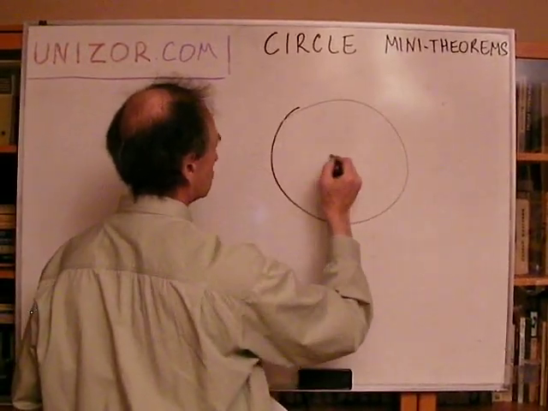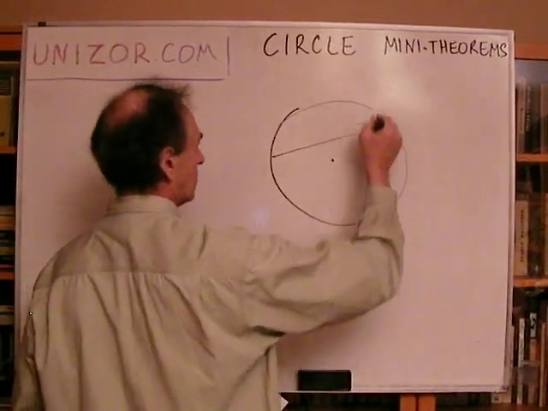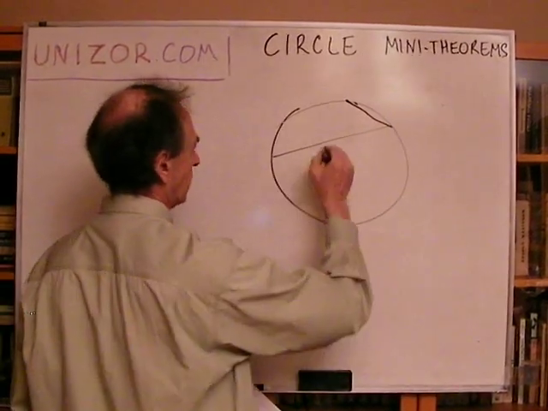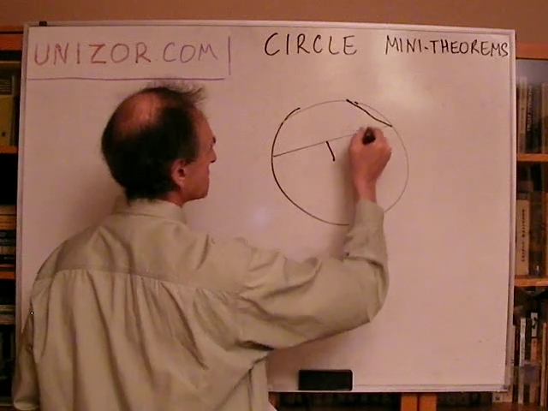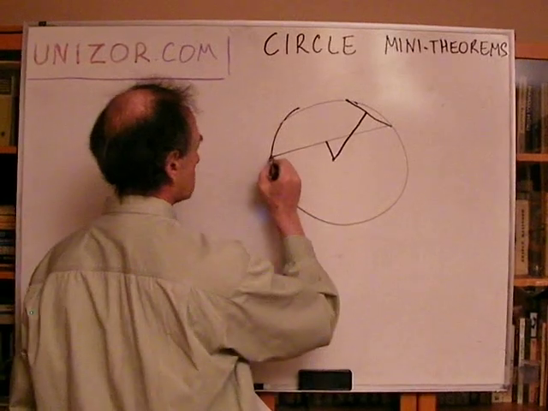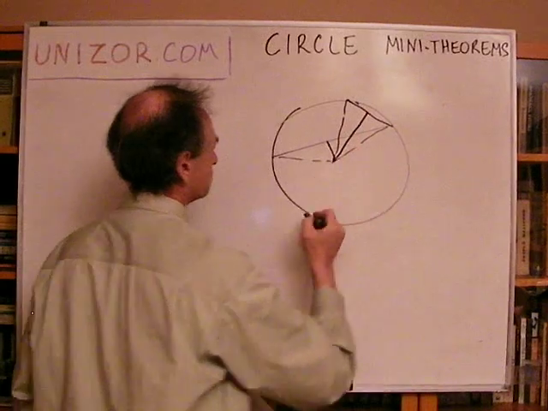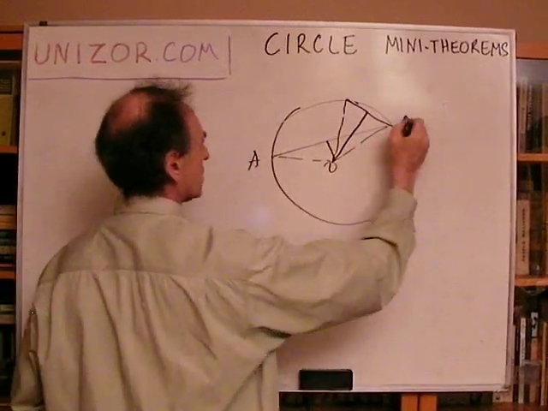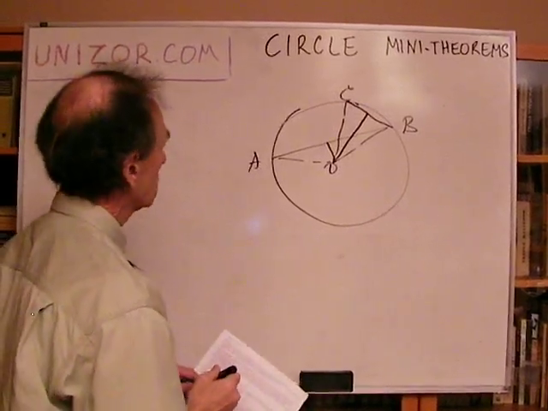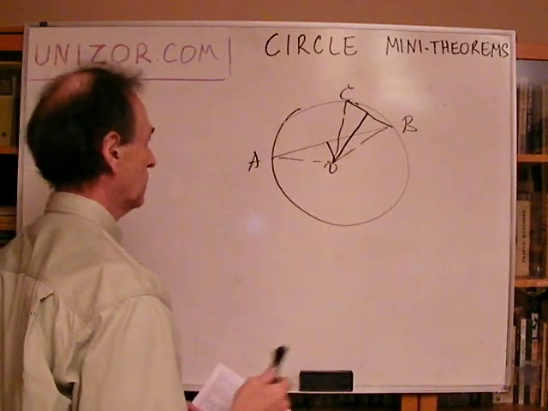So we have two chords. One is bigger than another. Now I would like to prove that this distance is less than this distance. All right, so we will do these triangles as usual. One chord is AB. Another is BC. So, AB is greater. Okay.